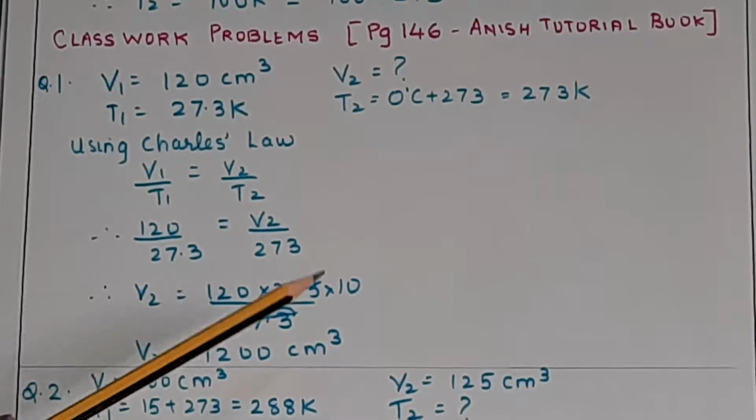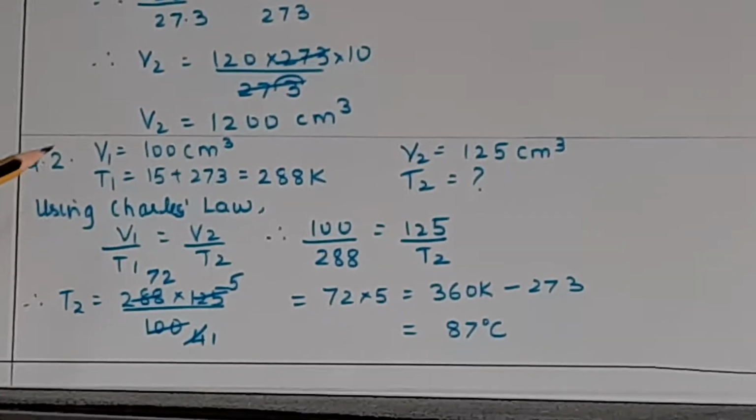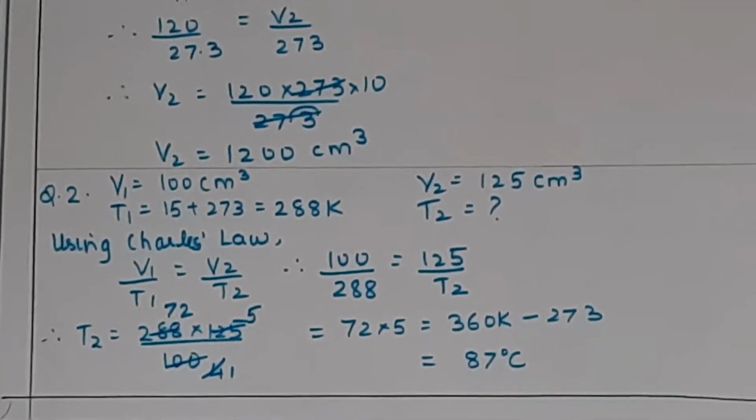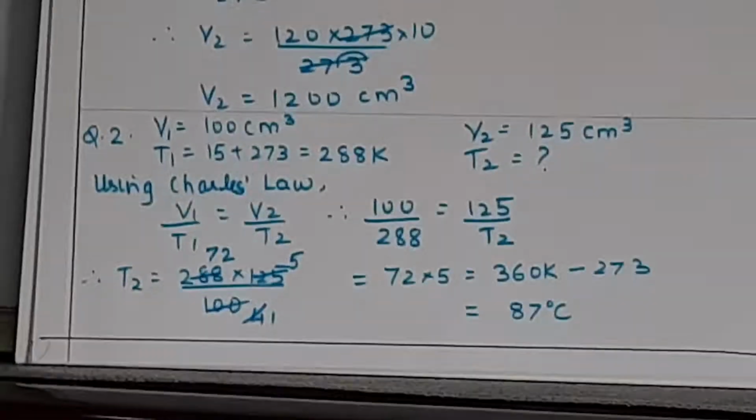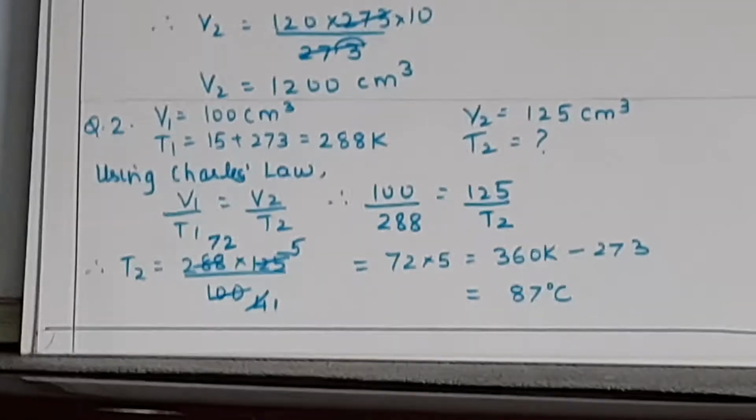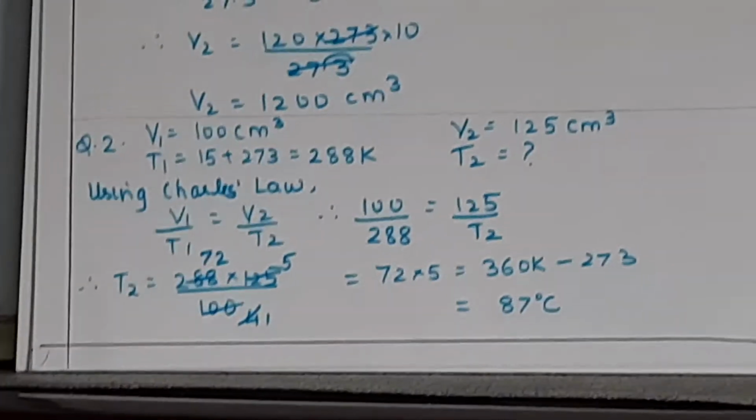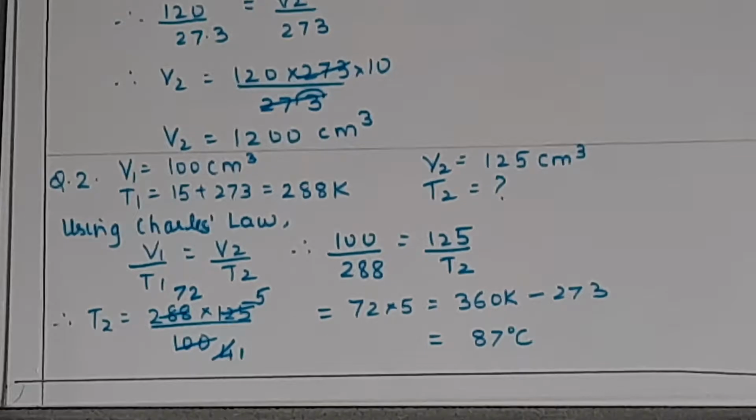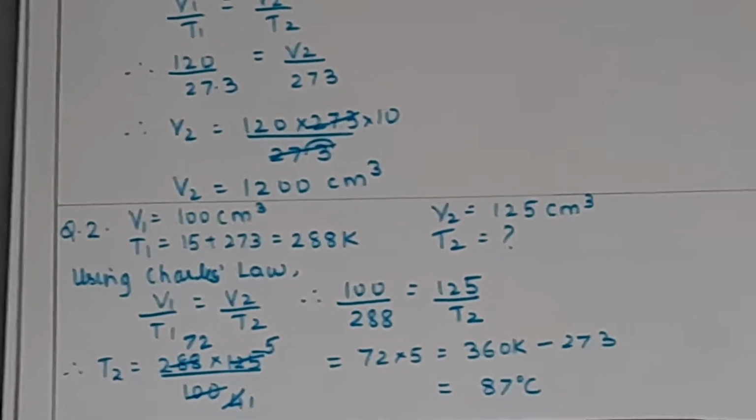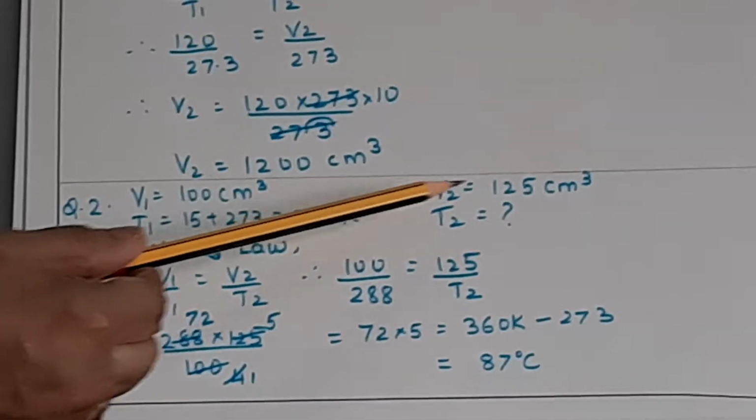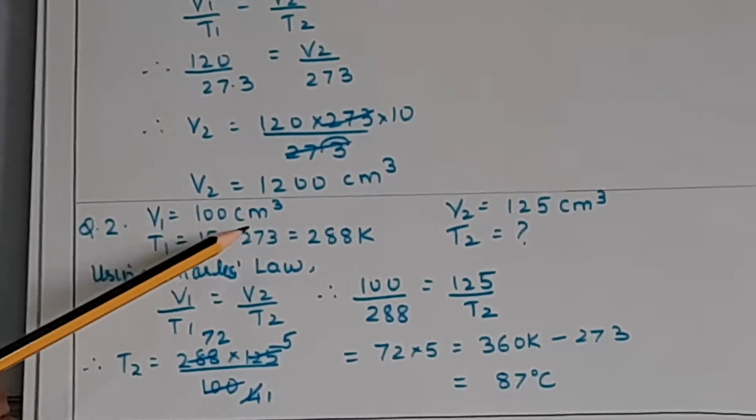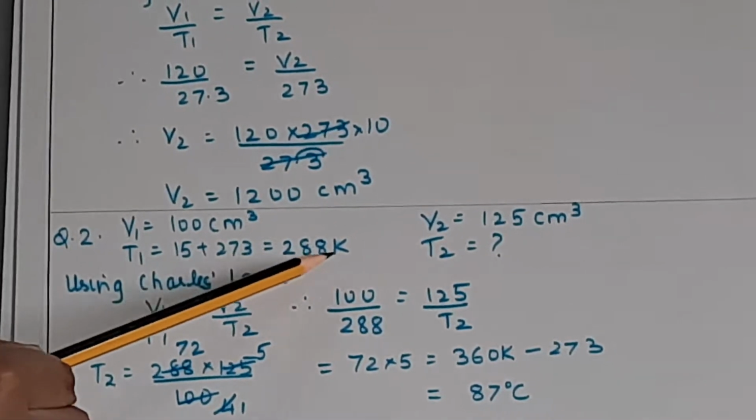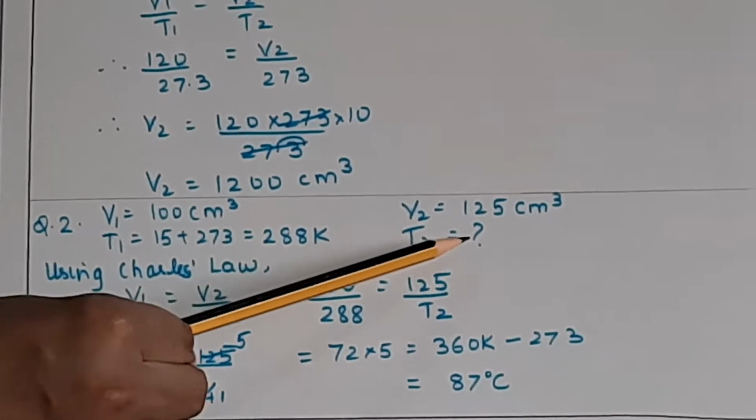Okay, clear? Now moving to the next sum, second sum. The volume of a given mass of a gas at 15 degrees Celsius is 100 cc. To what temperature should it be heated under the same pressure so that it would occupy a volume of 125 cc? Okay, so the given data: initial volume 100, final volume 125 cc. Initial temperature is 15 degrees Celsius, so add 273 to it, so that will give you 288. T2 we have to find out.